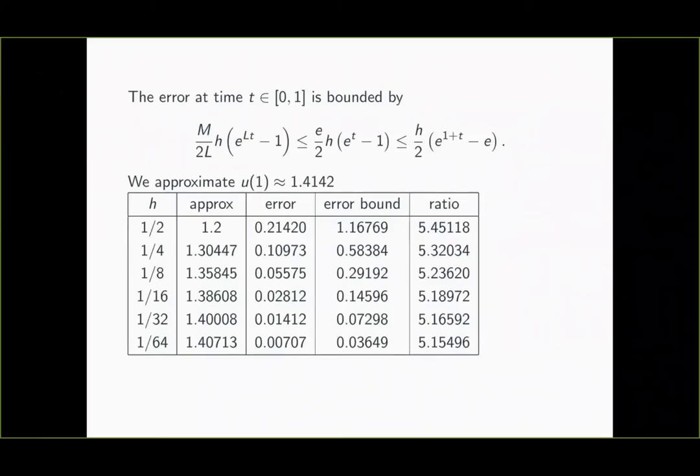Okay, so we've got values for M and L, and we can plug them into our error bound. So the error bound for the Euler method at time t is M/(2L) times h times (exponential of L·t minus 1). Okay, t is at most 1, and plugging in the values of M and L and using that t is at most 1, I can simplify this to h/2 times (exponential of 1 plus t minus e), the Eulerian number.